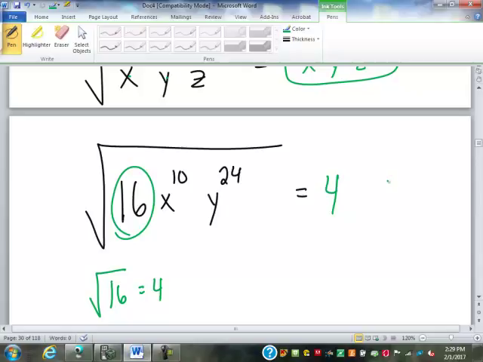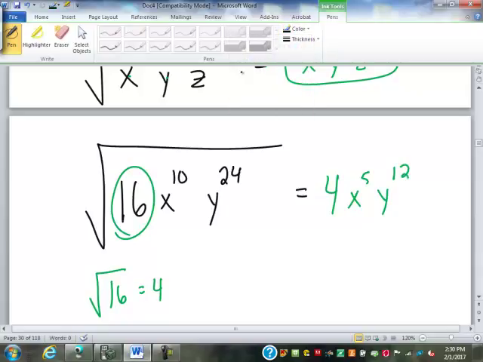We still have to do the operation on the number. The square root of 16 is still 4. And then we have to do what we need to with the powers on our variables. It's going to be x to the what power? 5th. Y to the? 12th. Okay.